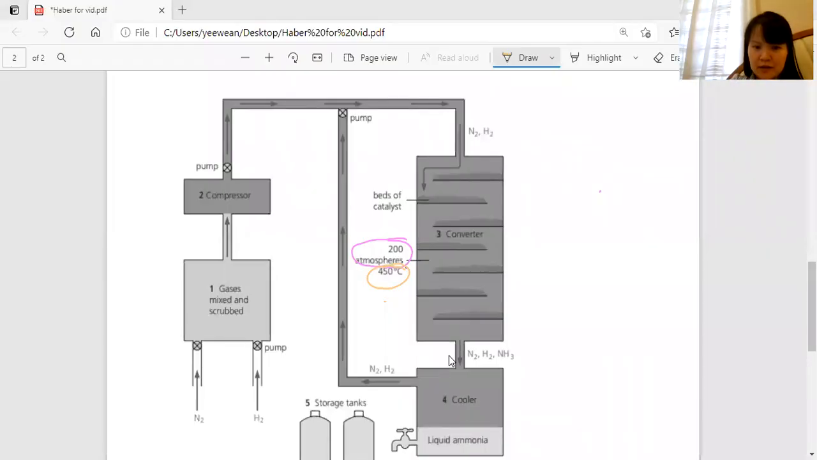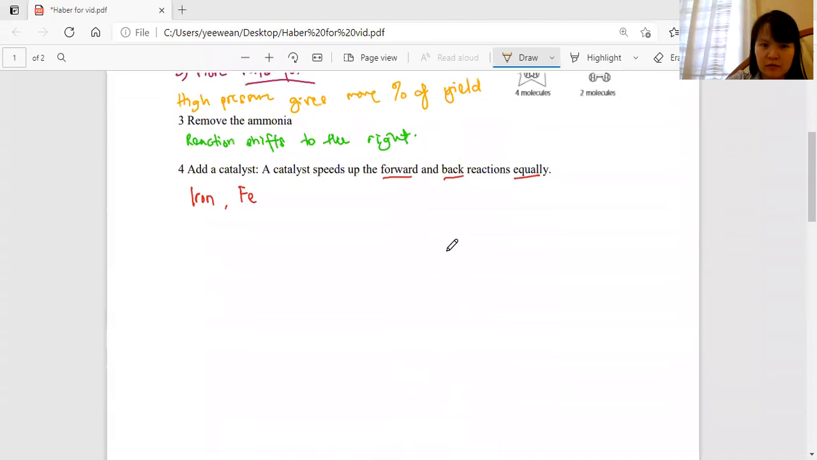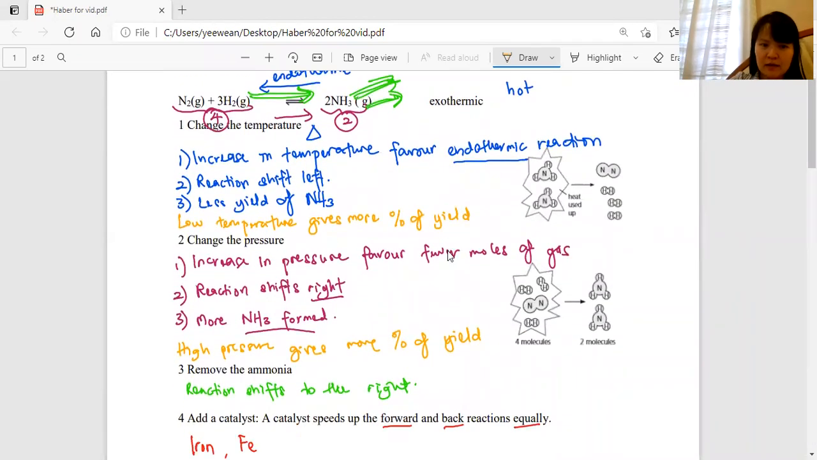In actual industries, they use 200 atm pressure and 450 degrees Celsius. Now let's look at what we discussed just now. We said that low temperature gives us more percentage of yield. Then why did they use 450, which is very high? Why not just room temperature or cool it down? The reason is because they do want this reaction to be faster. When we increase the temperature, it speeds up the reaction, increasing the rate of reaction because there's more collision. So this is a compromise. We don't want the temperature to be too high, but we don't want it to be so low that it becomes too slow.